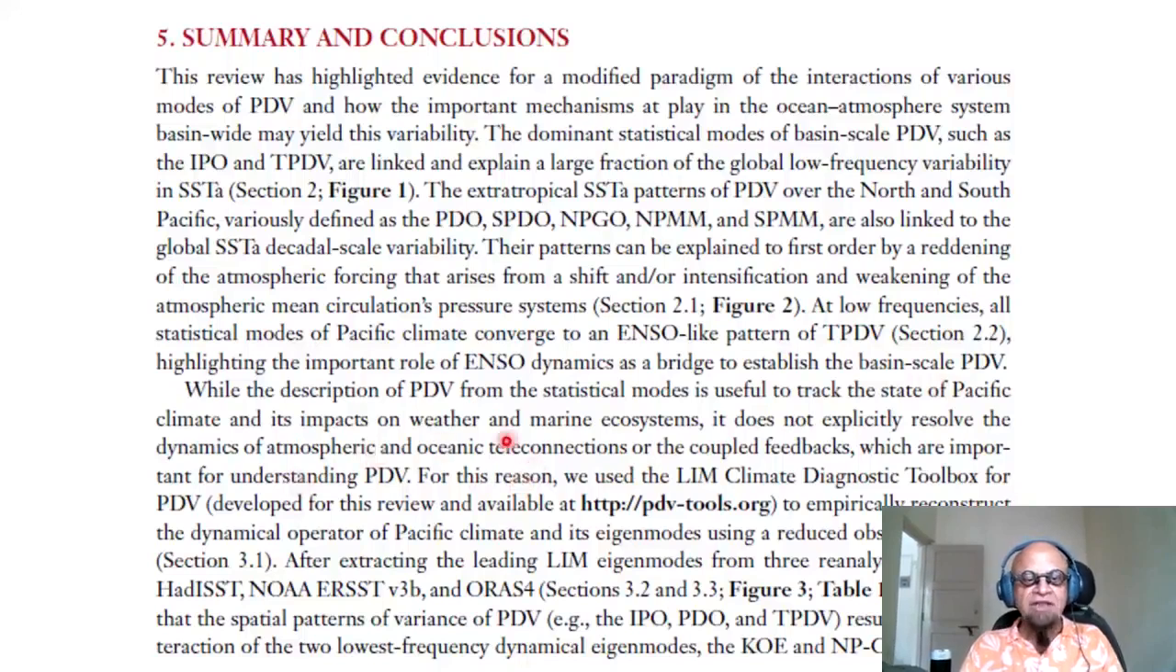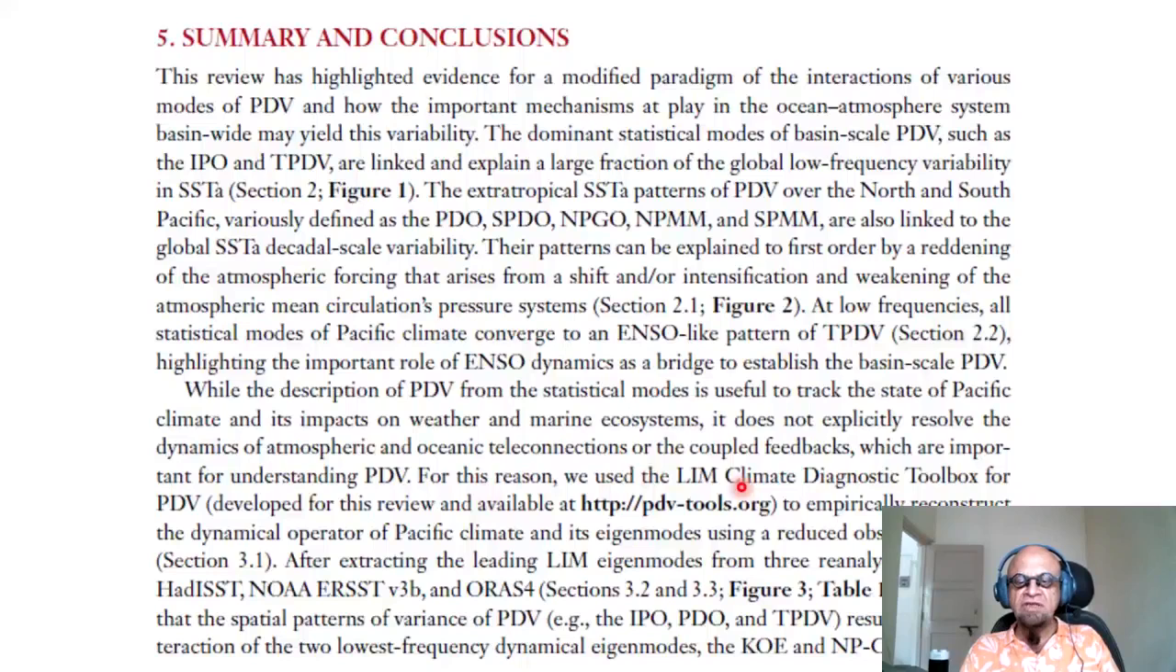I will check. While the description of PDV from the statistical modes is useful to track the state of Pacific climate and its impacts on weather and marine ecosystems, it does not explicitly resolve the dynamics of atmospheric and oceanic teleconnections or the coupled feedbacks which are important for understanding PDV. Okay, what do you do?